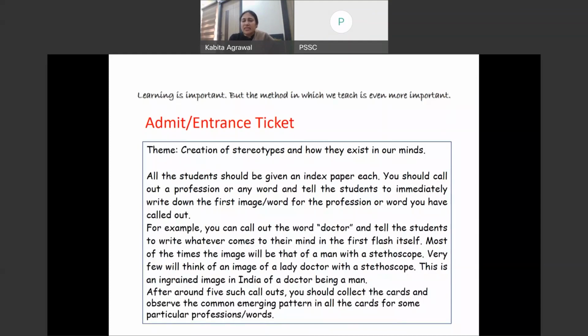And then you will find a series of images, when you collect back the cards, that have emerged in a similar pattern. Maybe a male person with the stethoscope. So you'll find the stereotype thinking, that it's the male, not the female doctor, that people have drawn with the stethoscope. So here you introduce the word, the chapter, the topic which you are going to discuss, on stereotypes.